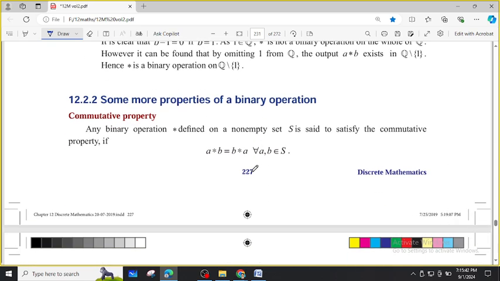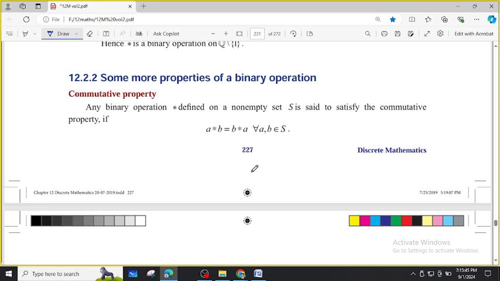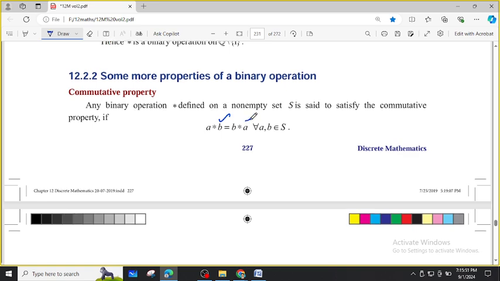Some of the properties. So commutative property. What do you mean by commutative property? a star b equal to b star a. That is the commutative property. So over addition, it means a plus b equal to b plus a. We are writing like that. Multiplication, a into b equal to b into a. So addition is commutative, multiplication is commutative. Like that, the star is any operation, any binary operation. It's a commutative property.